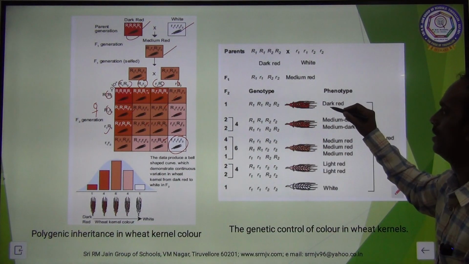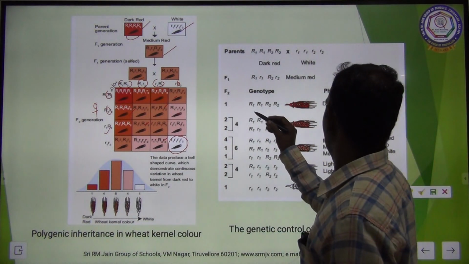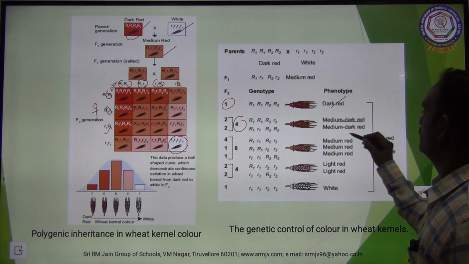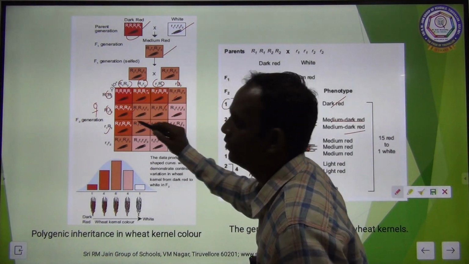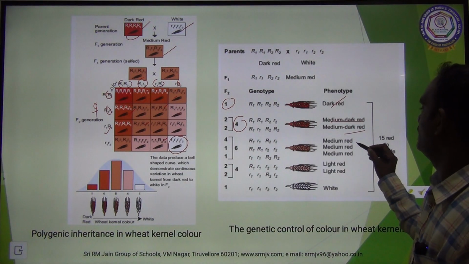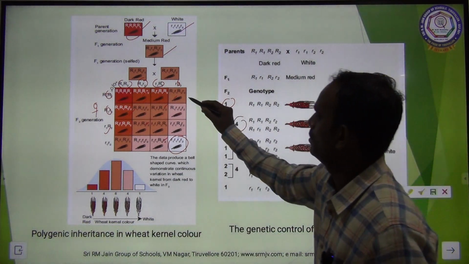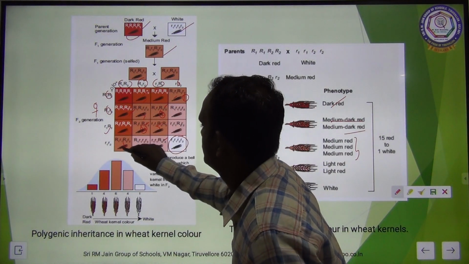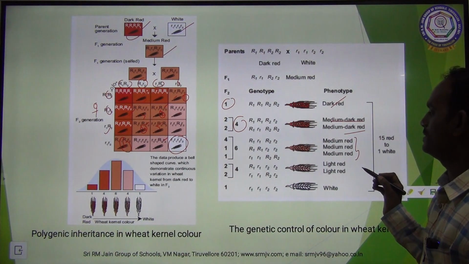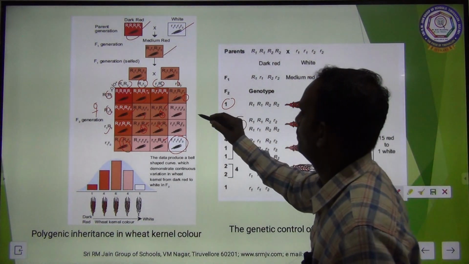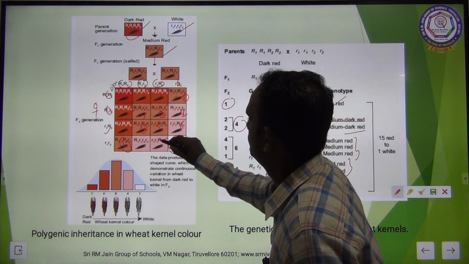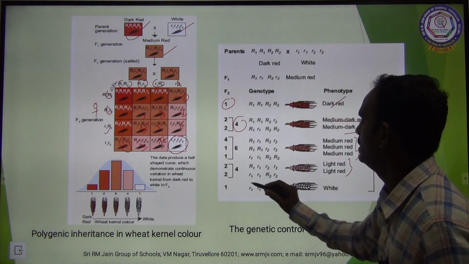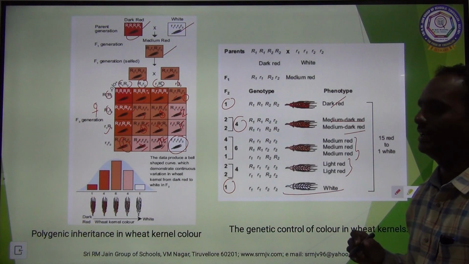See here, only 1 dark red, and 4 medium dark red, 1, 2, 3, 4, and 6 medium red, 1, 2, 3, 4, 5, 6, and 4 light red, 1, 2, 3, 4, and finally only 1 white kernel color obtained.